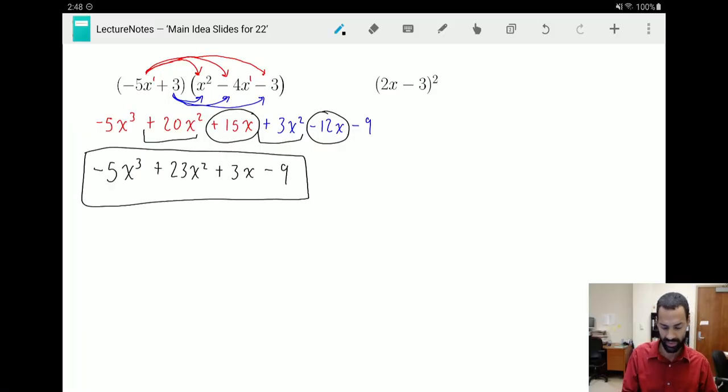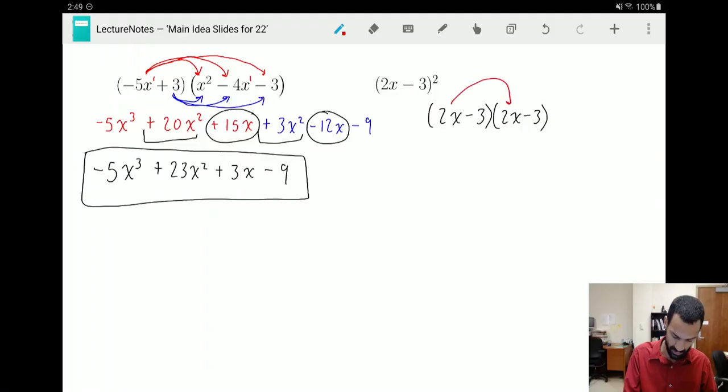Okay, what about something like 2x minus 3 raised to the second power? Again, remember what that exponent 2 means. It means that whatever is being raised to that power is multiplied times itself, right? At least multiplied twice, right? So 2x minus 3, 2x minus 3. We have two factors of the same thing. So we're going to, again, multiply this one out.